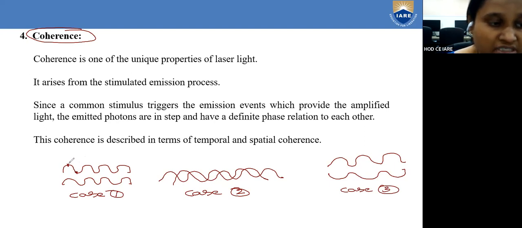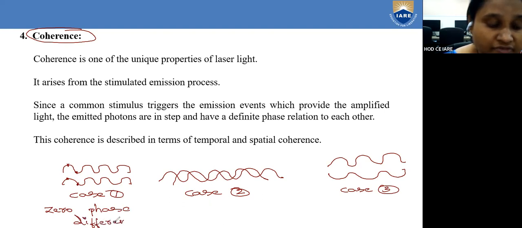I hope you know what is crest and trough. Crest is the position of maximum intensity. Trough is the position of minimum intensity. If the position of one wave is exactly matching with the position of another wave, where the crest of one wave is falling on the crest of another wave, or the trough of one wave is falling on the trough of another wave, then we say that these two waves are maintaining zero phase difference.